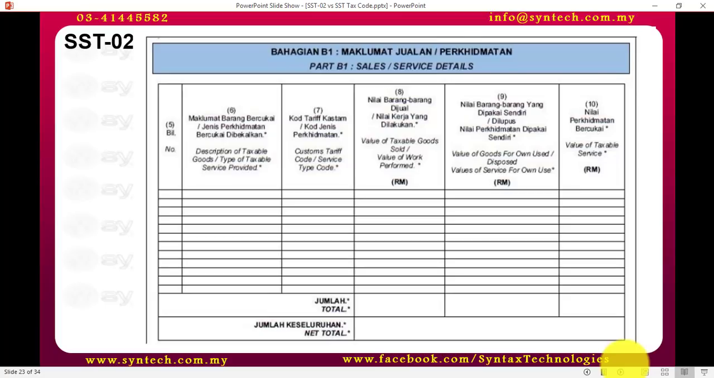So number 8 is the value of taxable goods. Number 9 will be the value of goods for own use. If you use the goods that you're supposed to sell for your own use, you need to separate out. In GST era, there is something called deemed supply, which is the same thing, you use the goods for your own use, then you need to do a deemed supply. But last time it's combined under item 5A, but now you need to separate it out. So that's why there will be different tax code. Then number 10 will be value of taxable service, then there will be a total.